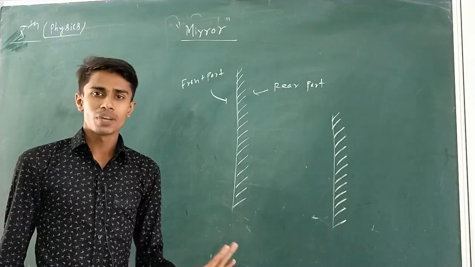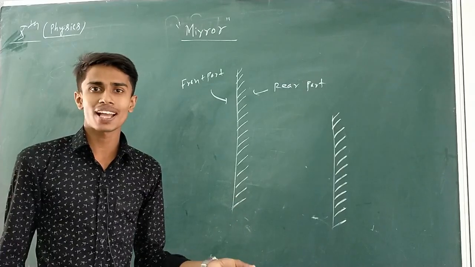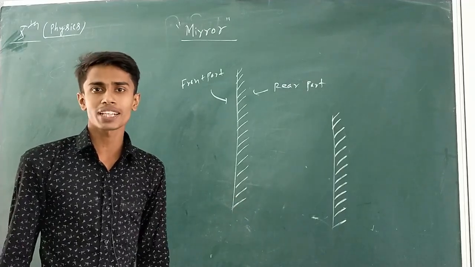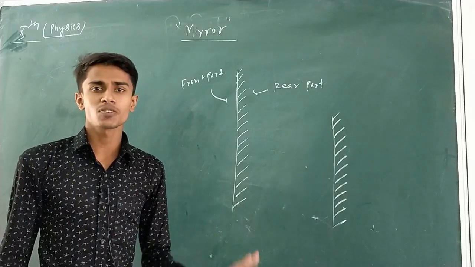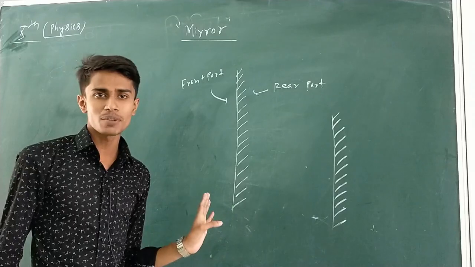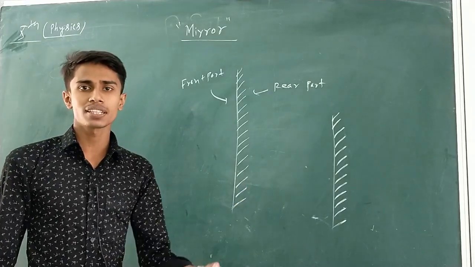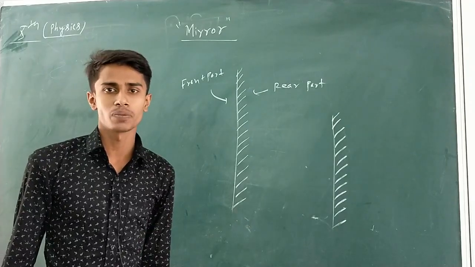For image formation, mirror is required. Mirror acts as a smooth surface. Regular reflection takes place. An optical appearance of an object is produced. How? We will discuss. But before discussing the image formation, let's come to the types of mirror. There can be two types of mirror. It can be a plane mirror. It can be a spherical mirror. And further, the spherical mirror has been subdivided into two: concave mirror and convex mirror.